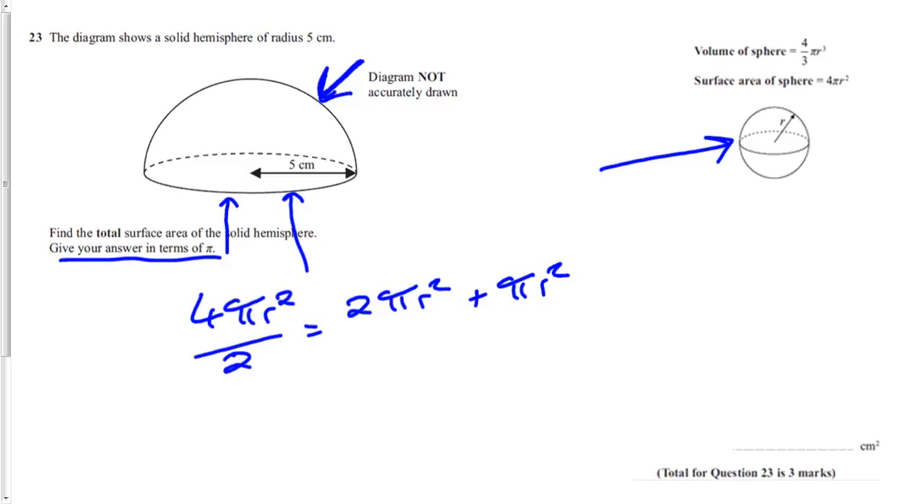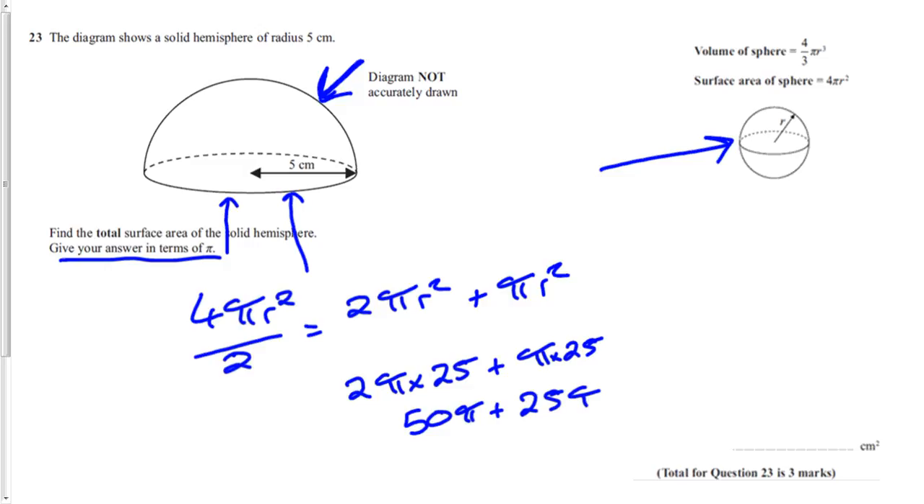So we substitute the radius as 5 centimeters into our equation. We do 2 pi, and instead of r squared, r is 5, so 5 squared is 25. So 2 pi times 25 plus pi times r squared, and we know that r squared is 25. So it's 2 pi times 25 plus pi times 25. Well, 2 times 25 is 50, so that's 50 pi plus 25 pi, which simplifies to 75 pi. And that's what we put as the answer.